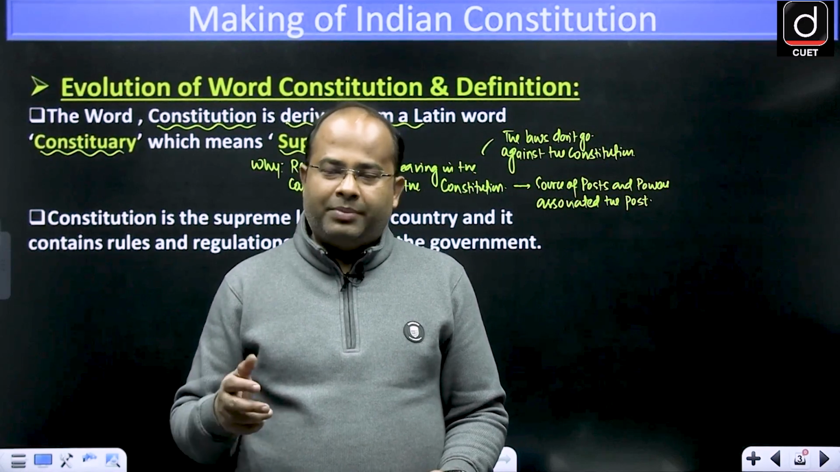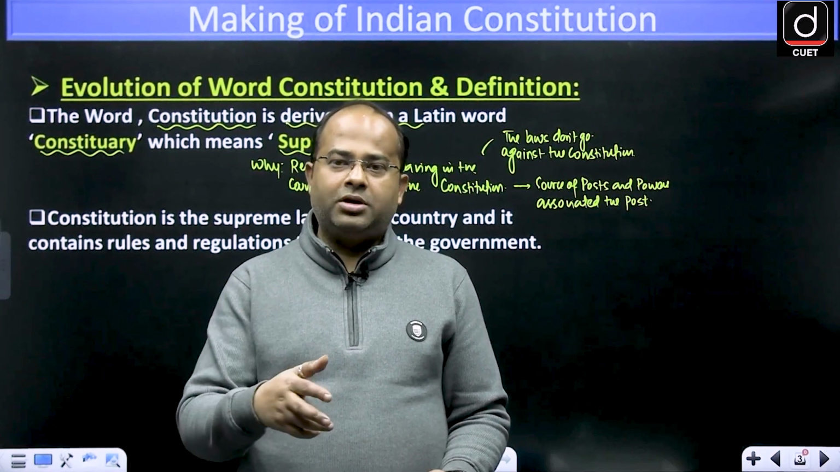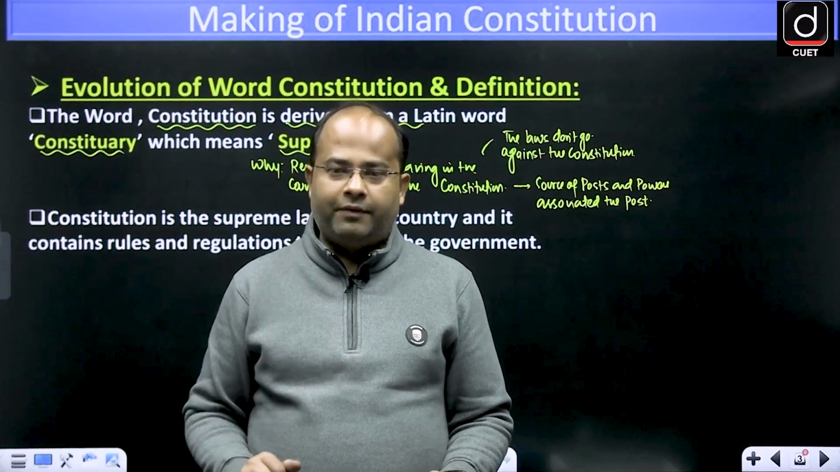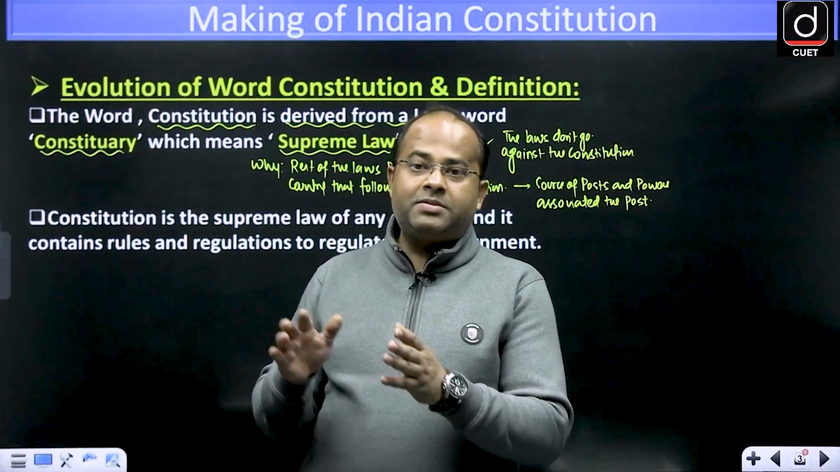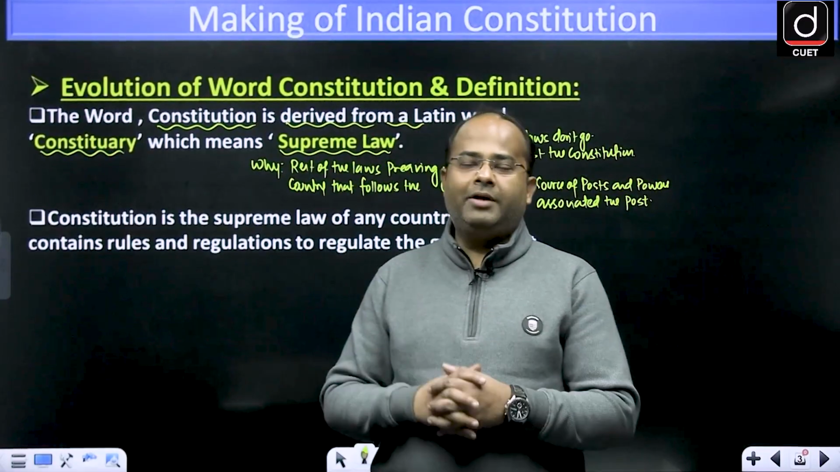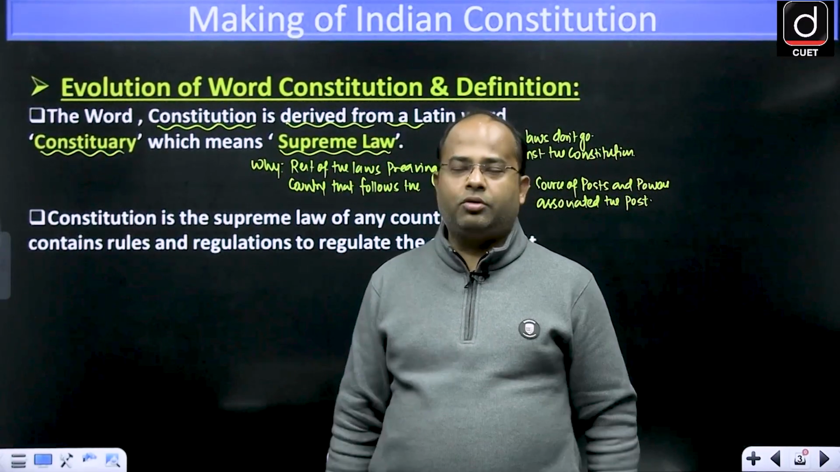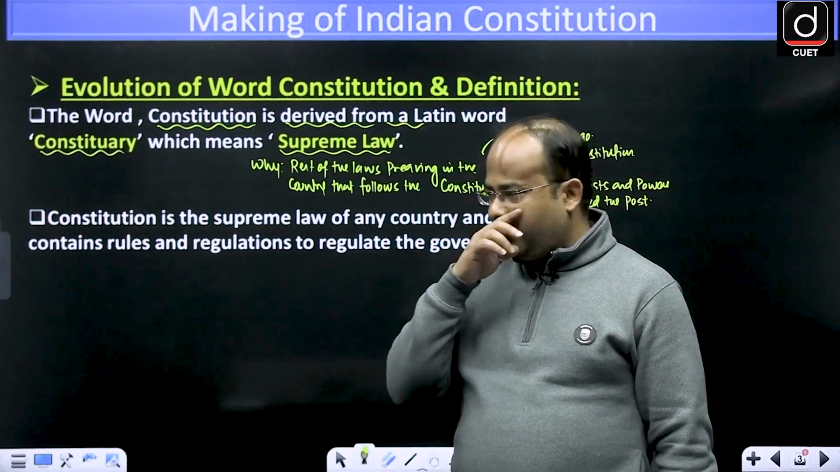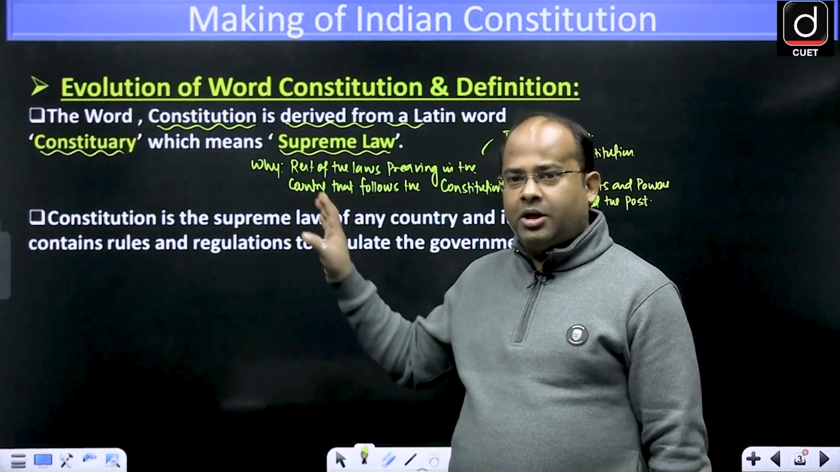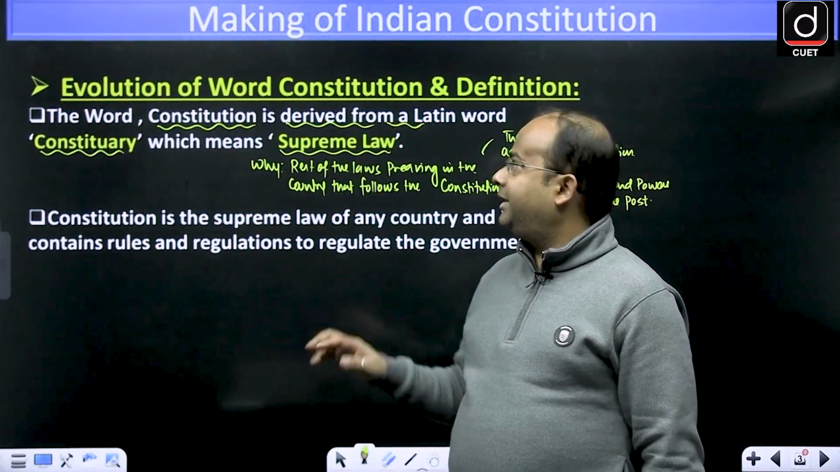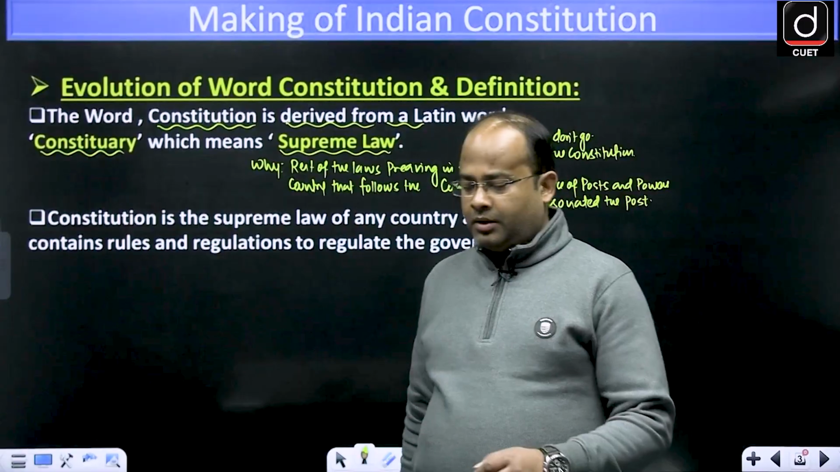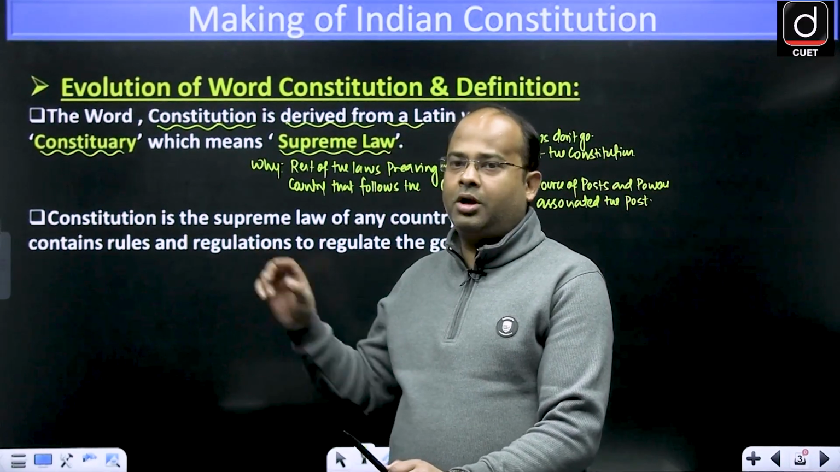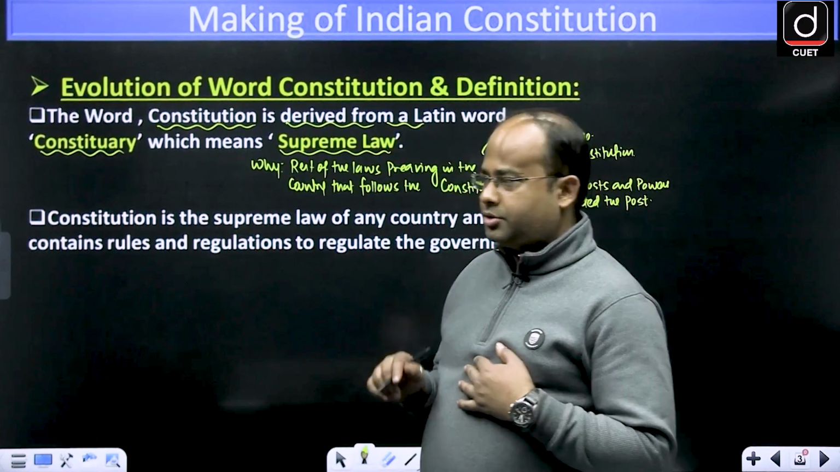Other than this, the president appoints the prime minister and council of ministers. This is mentioned in the executive power of the president, that is Article 53. Therefore these powers are given to the president because it is mentioned in the Constitution of India. So it is the source of the post and the powers associated with the post. Therefore, you will find that it is the supreme law of the country. Now guys, this is all about the evolution of the word constitution.